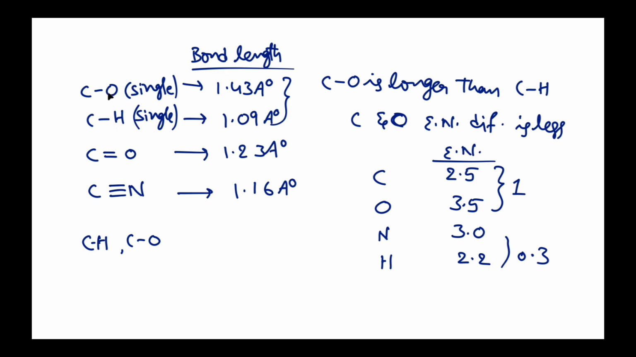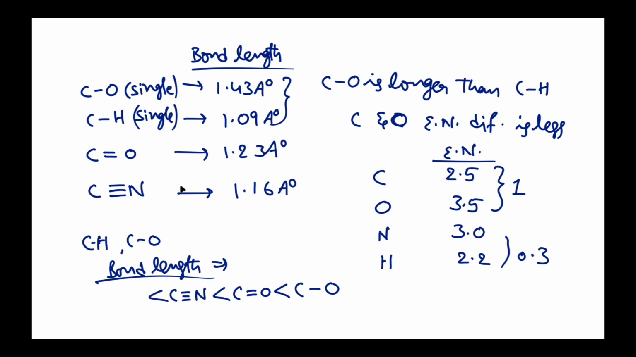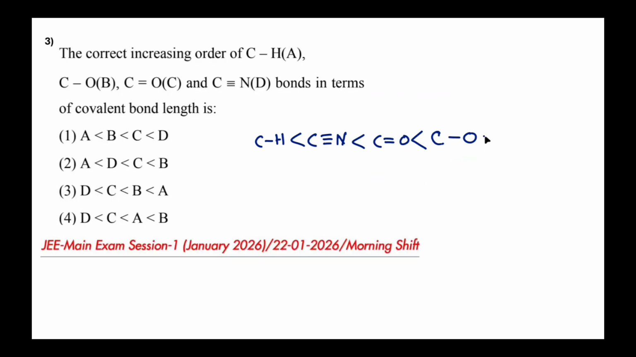Also, the C-O bond is polar compared to C-H. C-O is more polar than C-H. So the bond length in C-O is more compared to C-H. That's why C-H is a stronger bond than C-O. So the bond length order is: C-O single bond is the longest, then C=O double bond, then C≡N triple bond, then C-H due to the small size of the hydrogen atom.